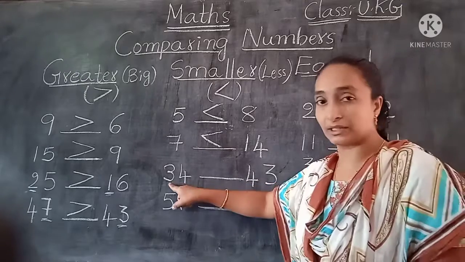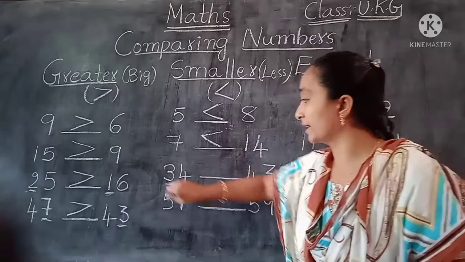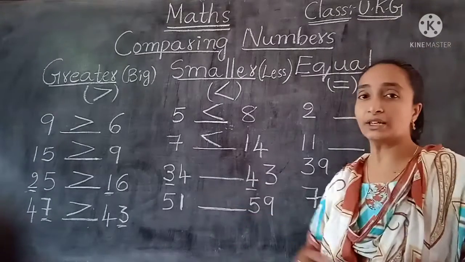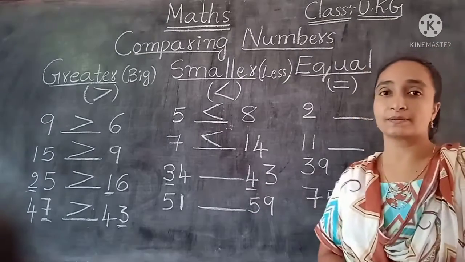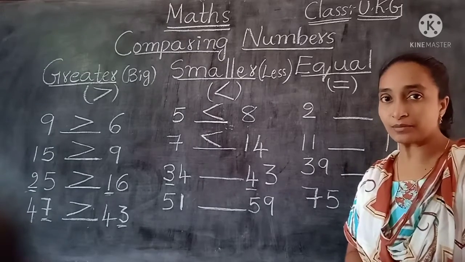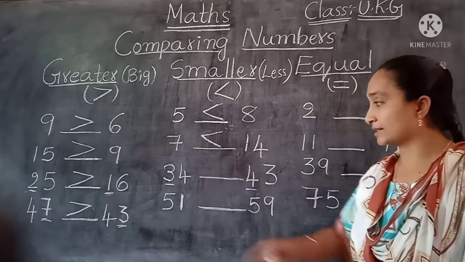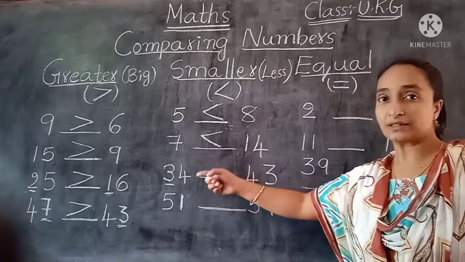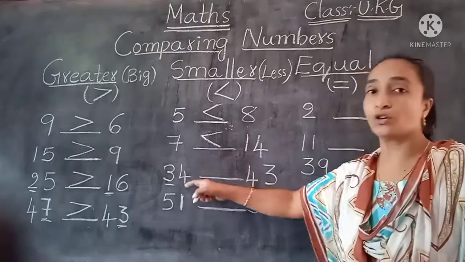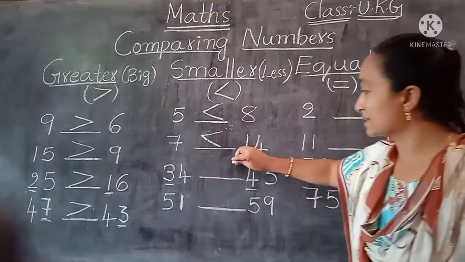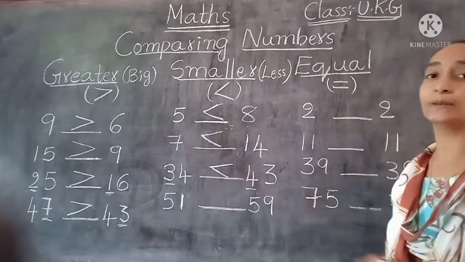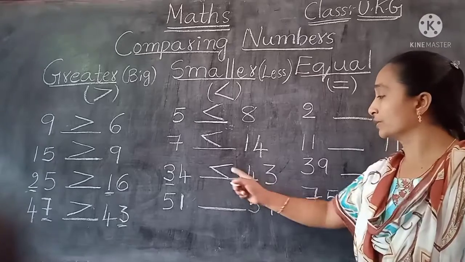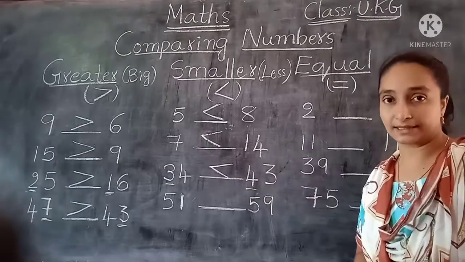So first if we check the tens place, here we have 3 tens and here we have 4 tens. So which is the less number, the small number? Yes, 3 is the small one and 4 is the bigger one. So obviously 3 is the small one. So 3, 4, 34 is less than 43. So here we have to keep the less than symbol.